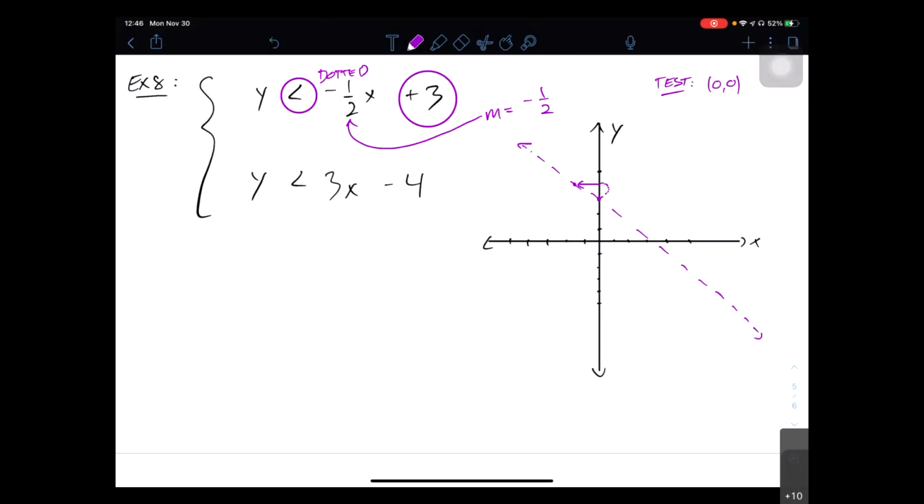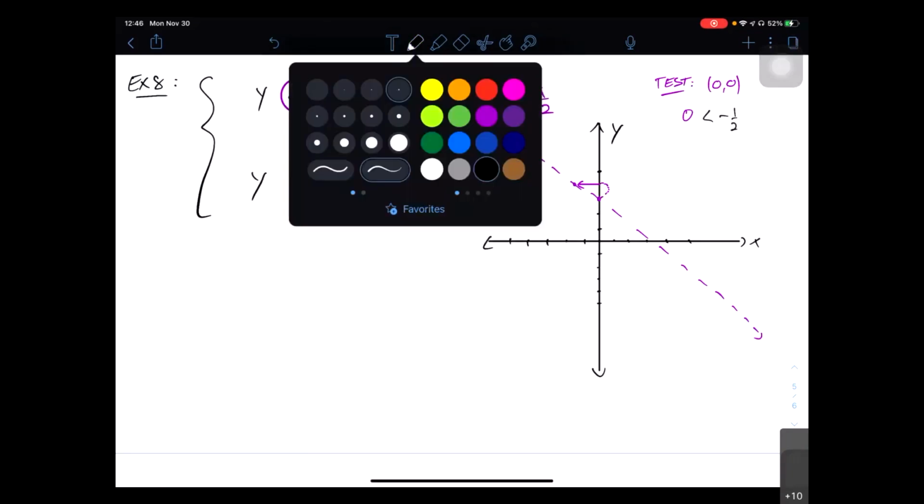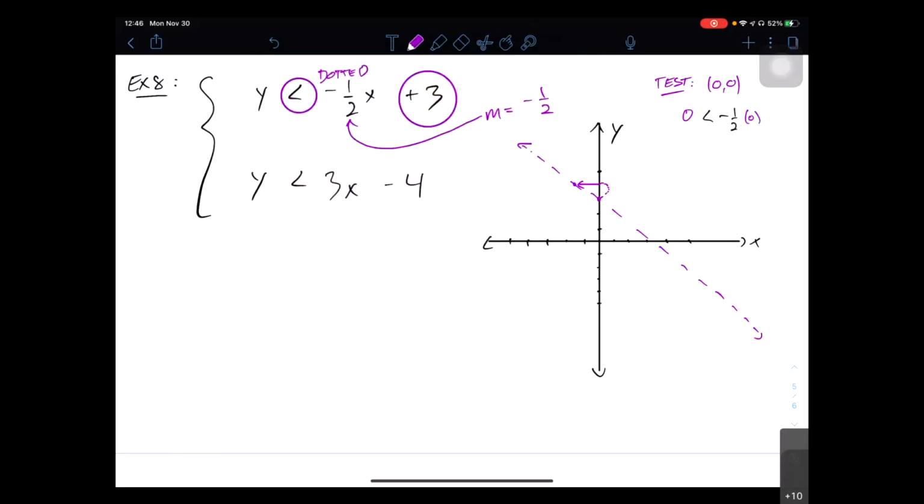And you remember, you pick a point that's not a part of this line, okay? Or in this case, this inequality. So I'm looking at the original equation, you got 0 for y is less than negative 1/2 x, which is 0 as well, plus 3. And then you check, is it true that 0 is less than 3? Question mark. And the answer is yes. So when you graph, you're going to graph the region where the 0, 0 test point was. So it's down this way.